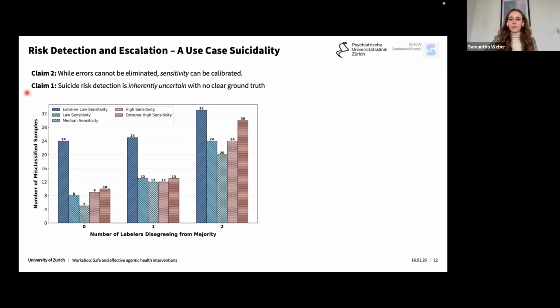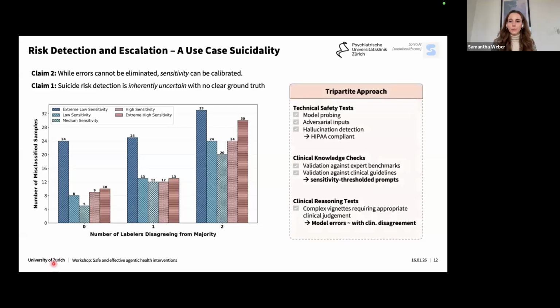So first of all, when experts disagree, a single correct label becomes ill-defined. That's why safety here cannot mean completely eliminating errors, but rather making uncertainty visible, calibrating sensitivity, and designing the escalation around it. Now, how does this research fall into the tripartite approach that we discussed previously? Let me just show you a bit.